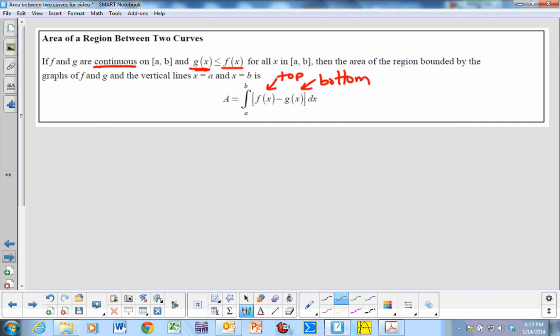Now sometimes your functions are in terms of y, and so the graph is kind of turned, and in that case you will do right minus left. We're going to do an example of each so you can see how to do that. And it's not actually difficult at all. It's actually kind of easier to do it that way.